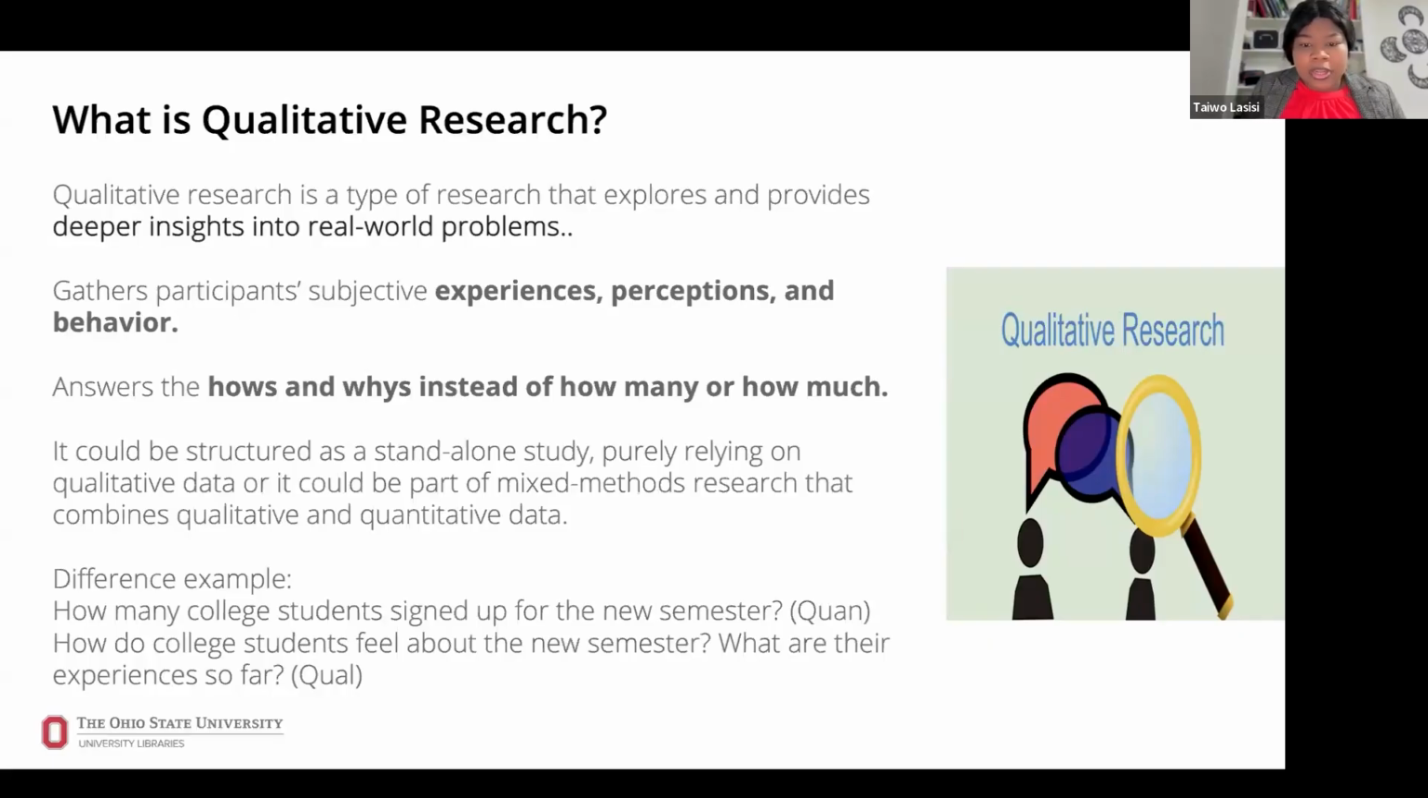So let's think about a simple difference between a qualitative research question and a quantitative research question. I have here for a quantitative one: how many college students signed up for the new semester? You see, that has to do with numbers. How many? But when we think about how do college students feel about the new semester, now we are diving into quality. We don't want to know how many anymore, but now we want to know about their perceptions, how they feel, what they are thinking. Now we want to go in depth. We want to go into quality.